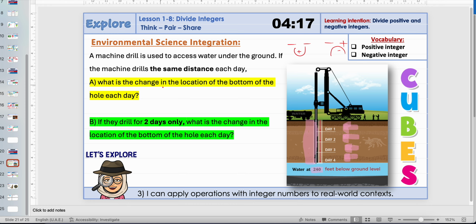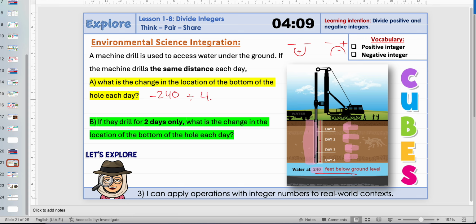So basically we need to do 240. Since it's below ground level, then it's negative, divided by 4. You can use the long division, 240 divided by 4, or you can do 24 divided by 4 is basically 6, 0 divided by 4 is 0. Since this is negative, and this is positive, the answer will be negative. That's it. Feet.